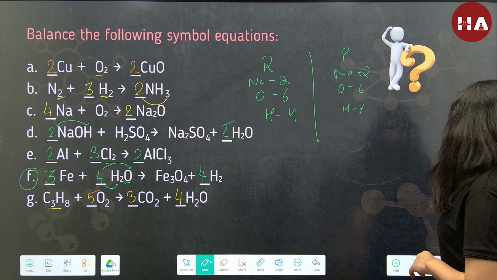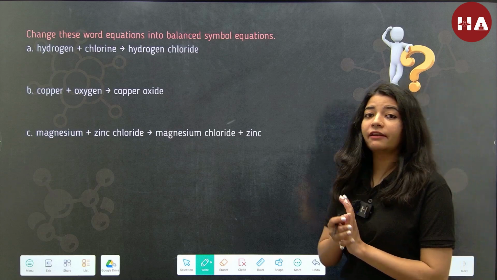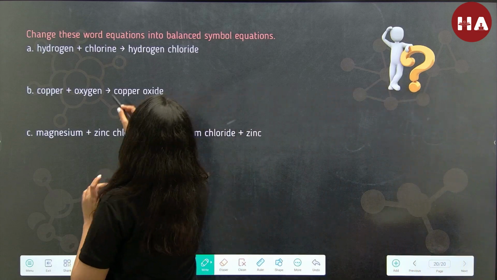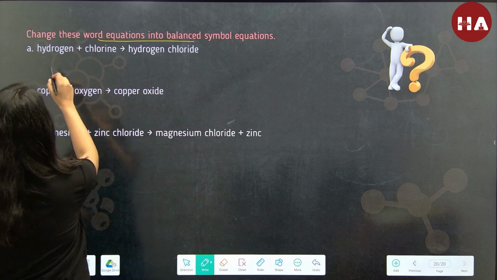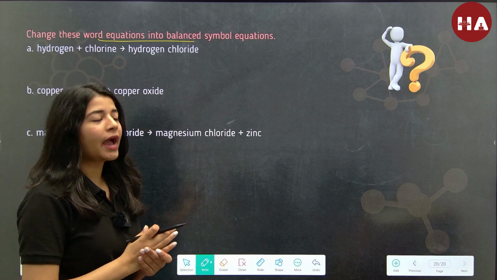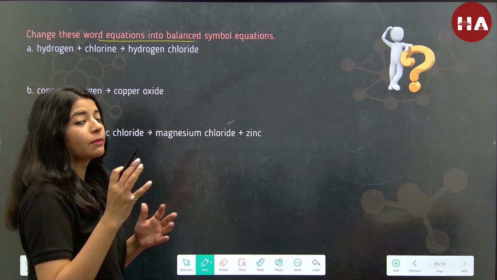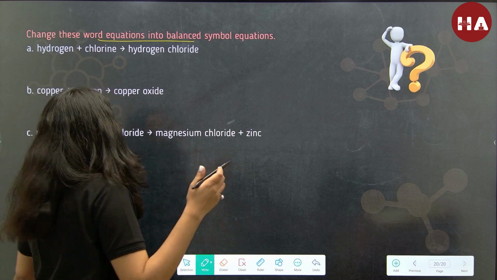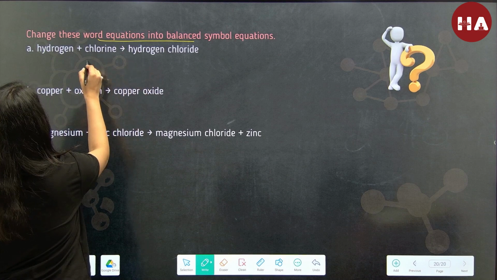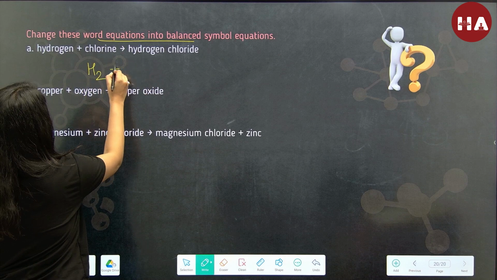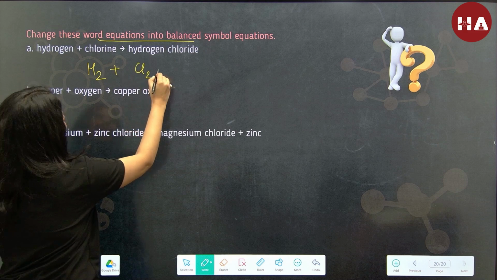Okay, now a few more questions and then we'll end this lecture. Change these word equations into balanced symbol equations. Word equations are given to you and we have to change them into symbol equations and then balance them, right? So let's quickly do this. Hydrogen plus chlorine gives hydrogen chloride. So hydrogen is H2 plus chlorine is Cl2 gives hydrogen chloride.